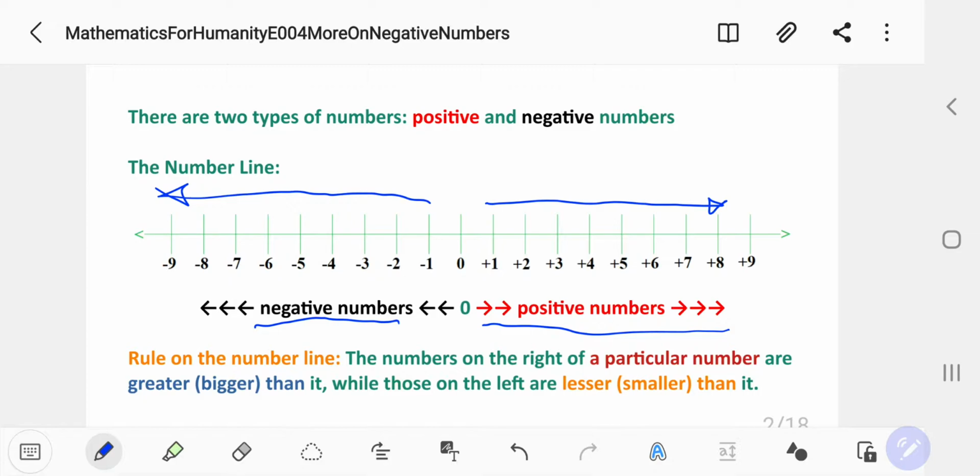So our positive number 1 has a counterpart of negative 1. Our positive 2 has a counterpart of negative 2. Our positive 3 has a counterpart of negative 3, and so on.